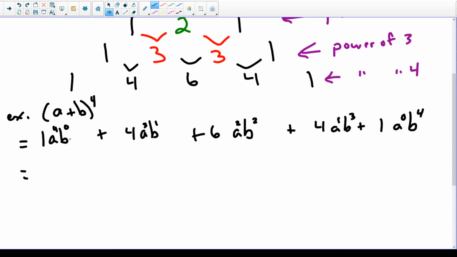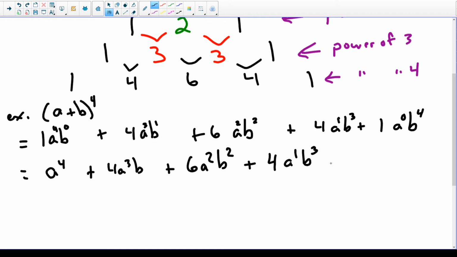We're going to clean this up. Anything to a power of 0 is just 1. And we usually don't write the coefficient of 1 if it's a 1 in front. So we're going to have a to the 4 plus 4a to the 3 b to the 1. We don't write the power of 1. Plus 6a squared b squared. Plus 4 a to the 1 b to the 3. And then this will be 1 times 1 b to the 4. The a to the 0 is a 1, so all we have is b to the 4. And that is your final answer.